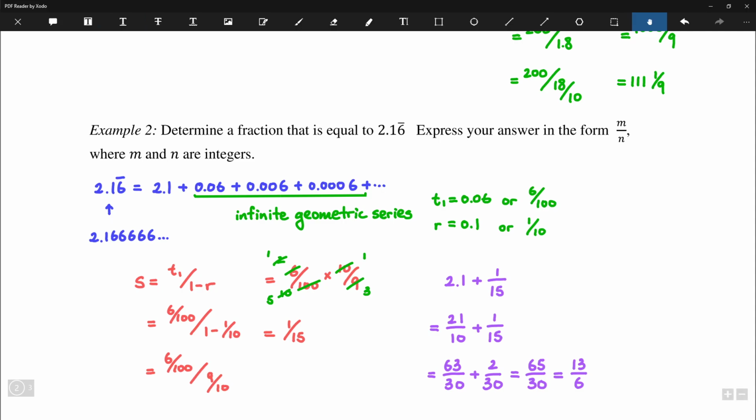It's a little bit more complicated question. The key is to separate what is repeated and what isn't, and then to find the first term and then the common ratio. So it's kind of a three-step process. And then we apply the formula and so forth. Okay, so let's continue to the next piece.